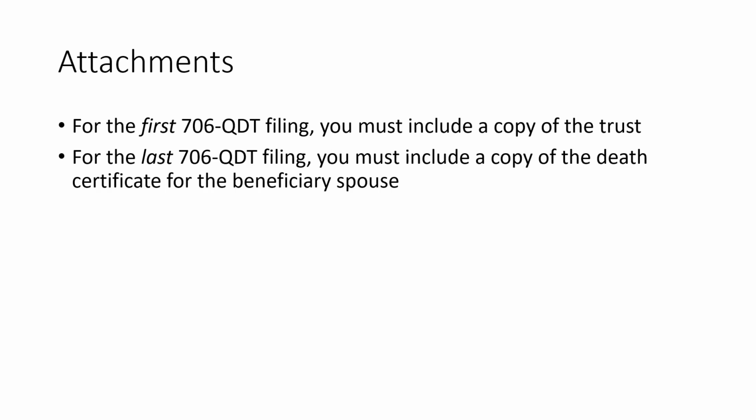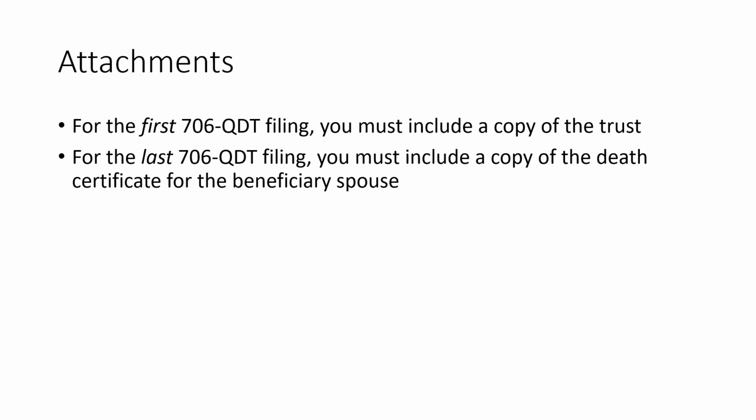Now, for the first 706 QDT filing, you have to include a copy of the trust, which is obvious. The IRS is going to want to review that and know of it. And that's even if you already had a 706 for the deceased spouse's estate that included a copy of that trust when the QDOT election was made. You still have to include the copy of the trust with the first 706 QDT filing.